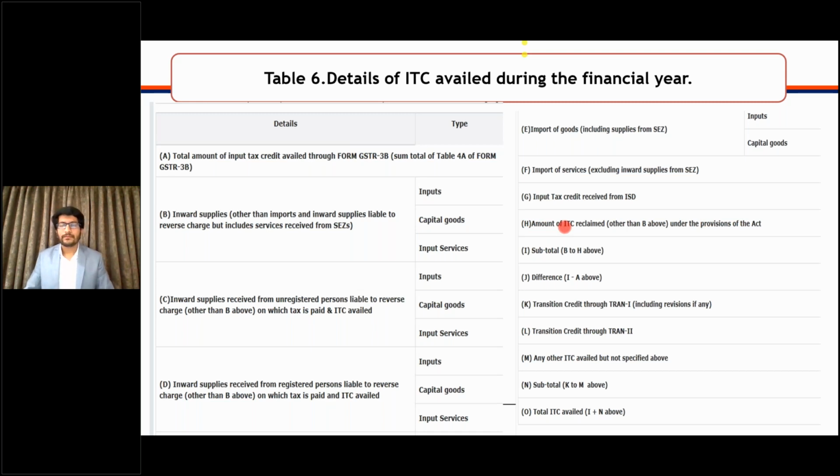For example, I had an inward supply of 10 lakh rupees, GST 1,80,000. In year 1, that will be covered over here. But payment was not done in 180 days and hence it was reversed. In next year, when I would reclaim this amount after making the payment, the said amount would not be covered in 6B but would be covered in 6H.